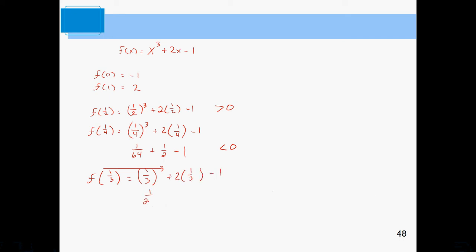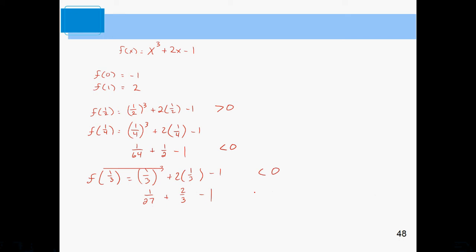That gives us 1 over 27 plus 2 thirds minus 1. Is that positive or negative? Well, 1 27th plus 2 thirds is less than 1, right? Less than 1 minus 1 has to be a negative number, so that's also negative. So now we know it has to be between 1 third and 1 half.